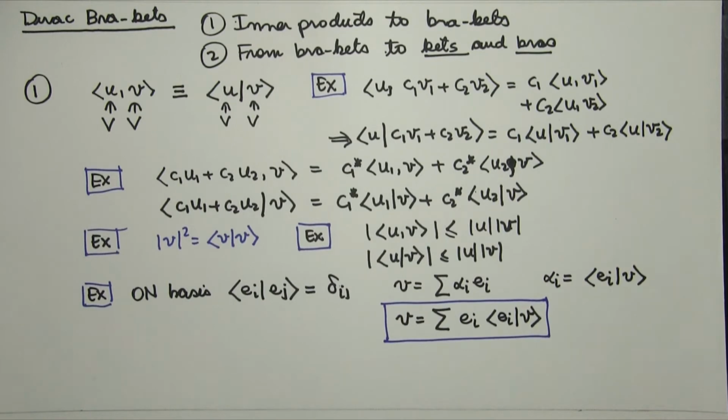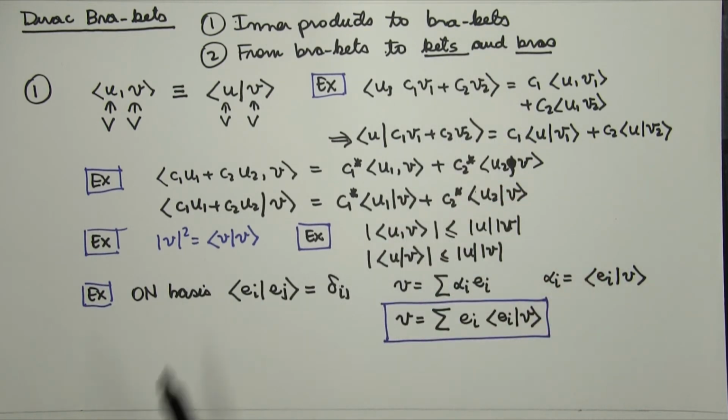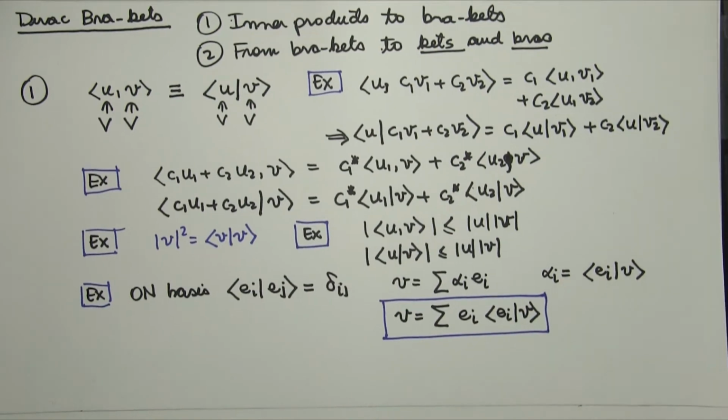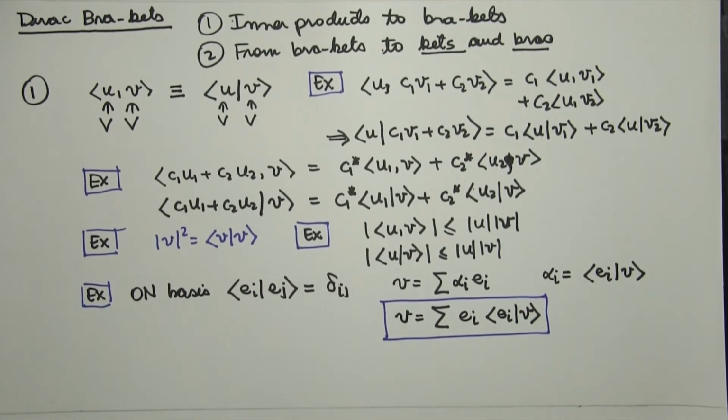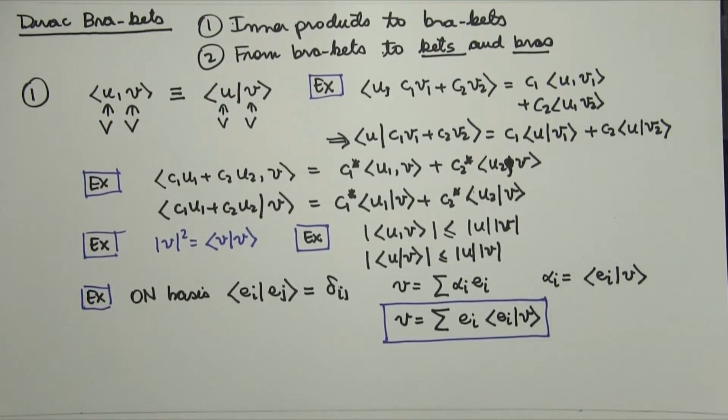And so far so good. We've basically just done the first step of translating from inner products to brackets. Now we do the second part, which is a little bit more interesting. We're going to try to go from brackets to kets and bras.